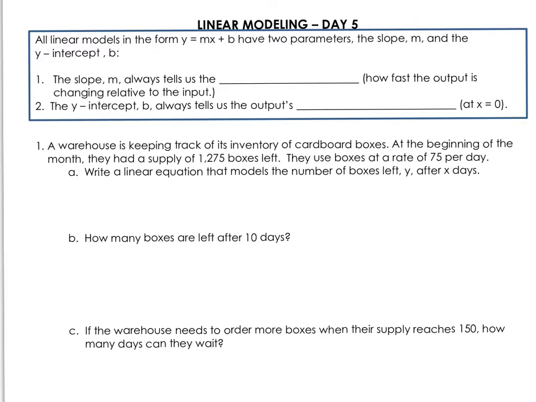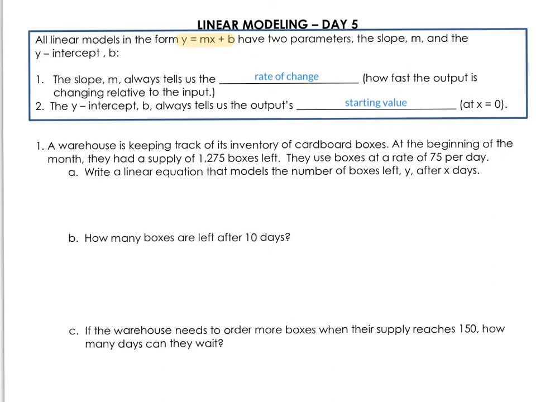All linear models are in the form y equals mx plus b, which should sound familiar to you because it's something that you learned last year. They have two parameters, the slope, m, and the y-intercept, b. The slope, m, always tells us the rate of change, or how fast the output is changing relative to the input. The y-intercept, or b, always tells us the output's starting value, and that's when our x value is 0, which is normally time. Okay, so let's look at some examples.